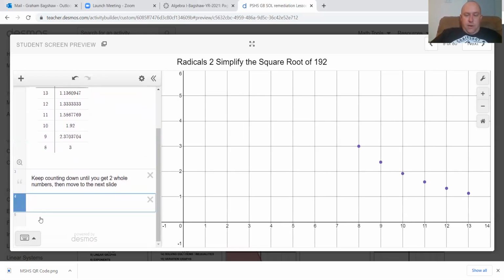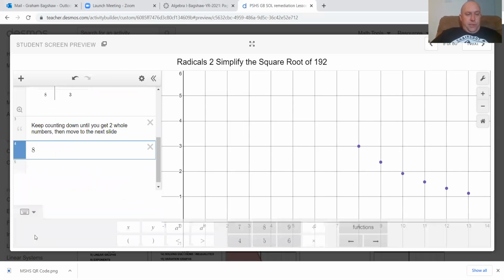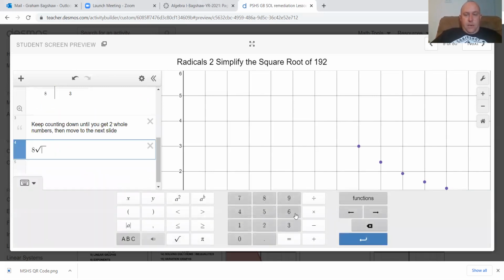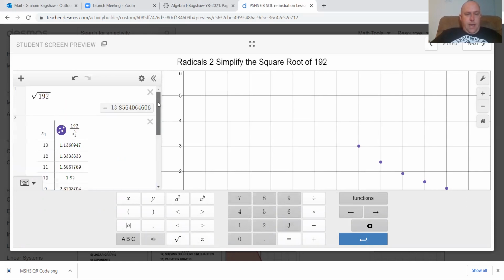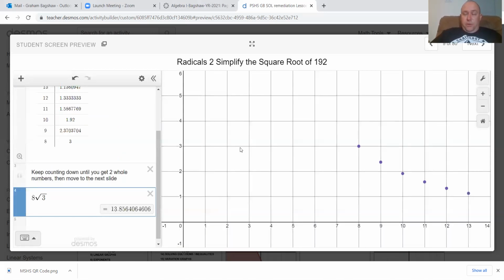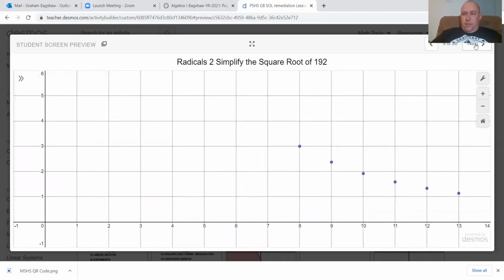Now, we think it's 8 square root of 3. I always like to just check just to make sure. If I type in 8 square root of 3, look at the decimal here, and then look at the decimal at the top. If they're the same decimal, then that's going to help you get that answer. If it's multiple choice, make sure you check every single one, because sometimes you might get 2 that have the same answer. When that happens, you pick the one that has the smallest radical, and that would be your answer for the question.